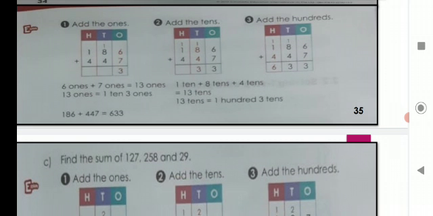Now at hundreds place I can see I have 3 digits, 1, 1 and 4. So first I add 1 and 1. 1 and 1 is 2. Now 2 plus 4 is what? 6. So the answer is 633.